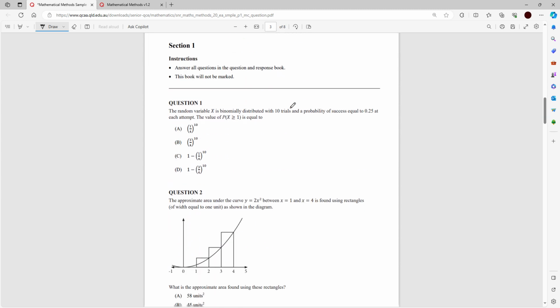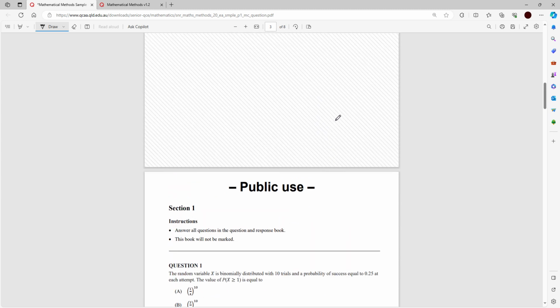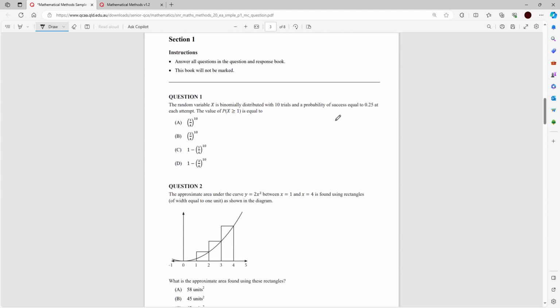So this is for the QCAA syllabus for Queensland. Alright, question 1. A random variable x is binomially distributed with 10 trials. The probability of success is equal to a quarter at each attempt. The probability of x greater than or equal to 1 is equal to which of the following? Okay, so binomial probability, there's some tricks you need to know.